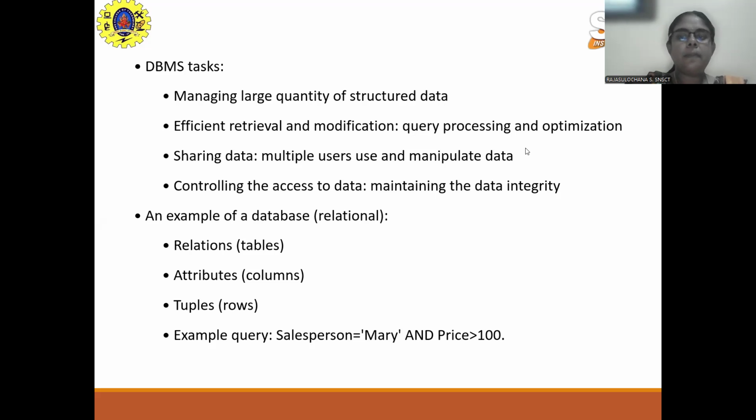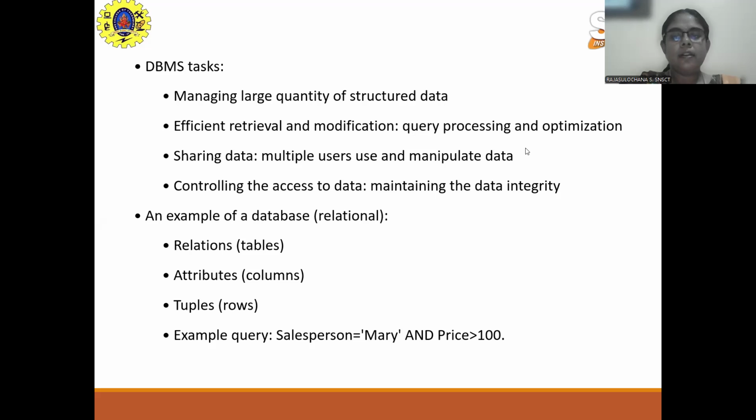These are some of the main tasks of database management system. Some examples of databases include the relational database, in which data is stored in table format. This is the most common type of database that we use these days. A table contains rows and columns, so data is stored in the form of rows and columns. Columns are called attributes and rows are called tuples.